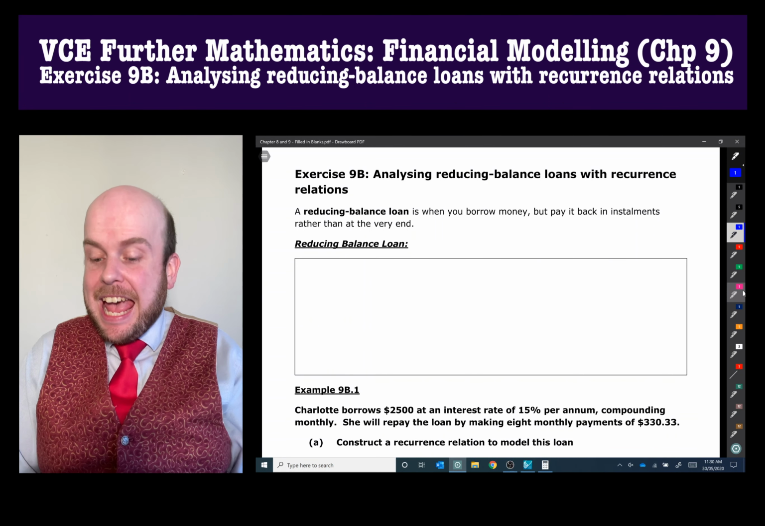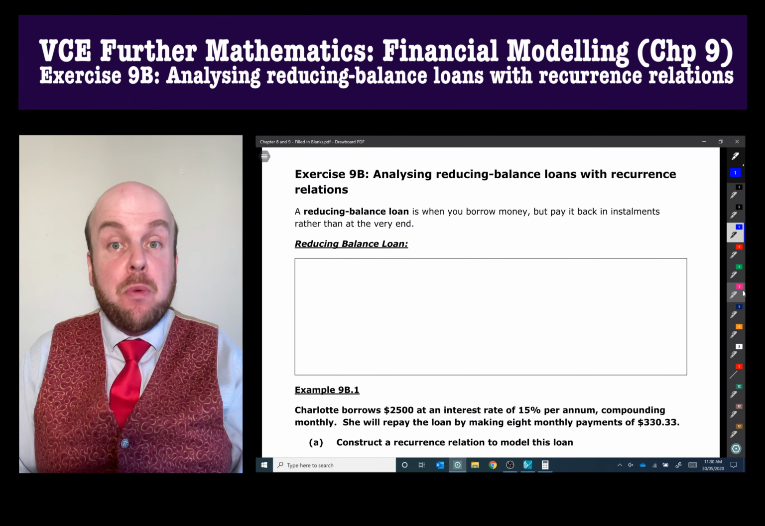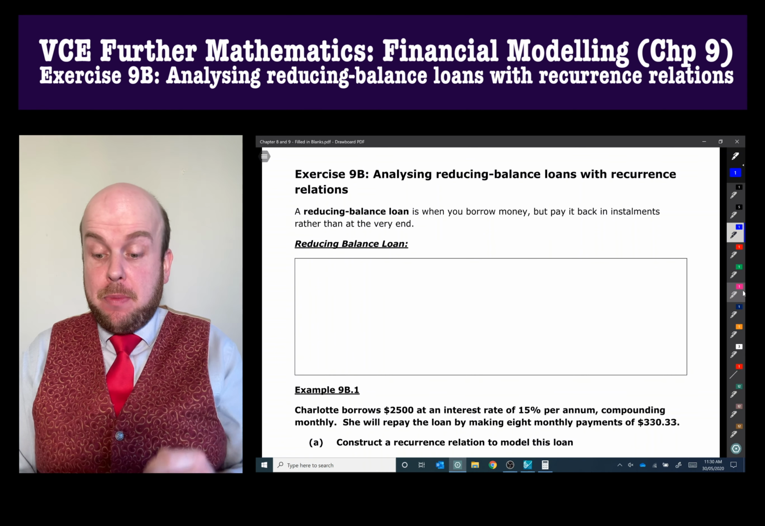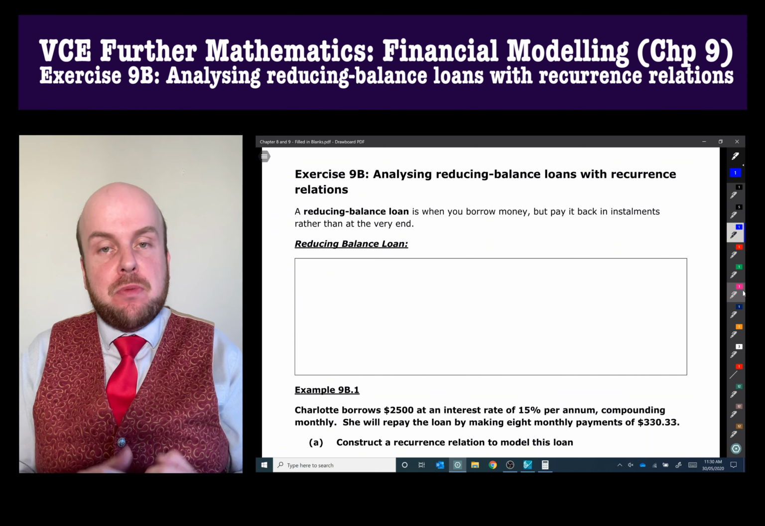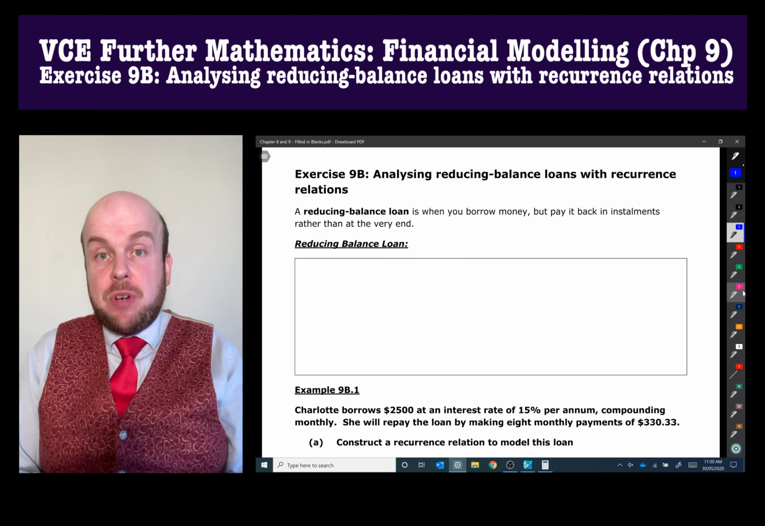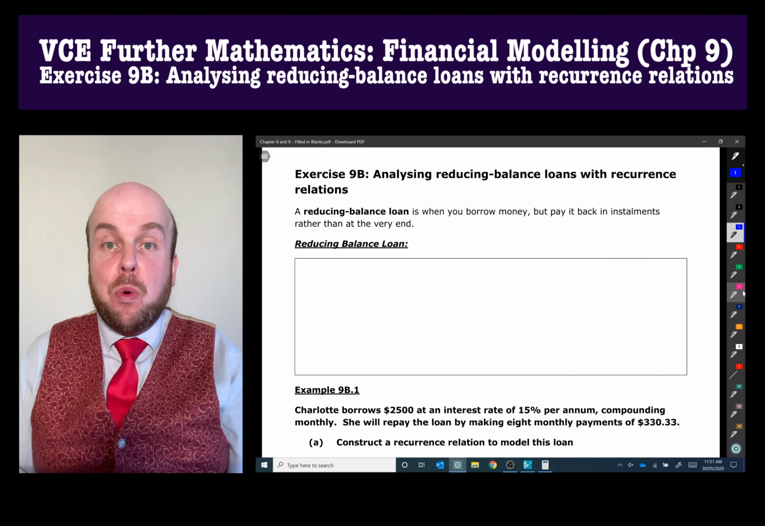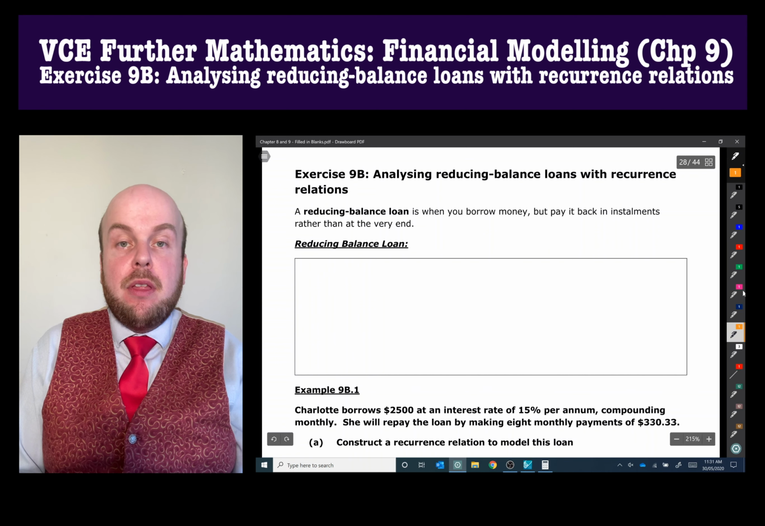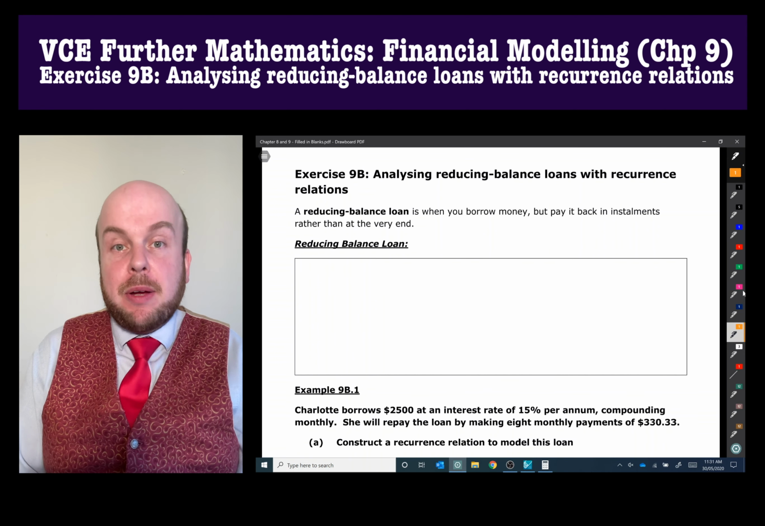Exercise 9b, analysing reducing balance loans with recurrence relations. A reducing balance loan is when you borrow money but pay it back in instalments rather than at the very end. A reducing balance loan is structured in a very similar way to all of our other forms of compound interest and reducing balance. The recurrence relation will look something like this.